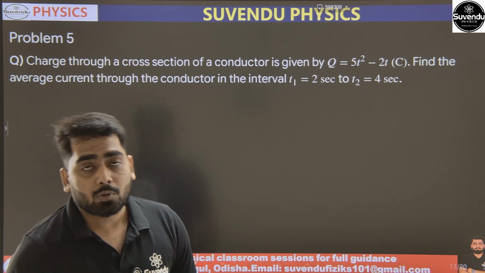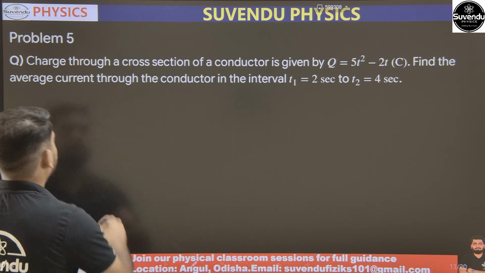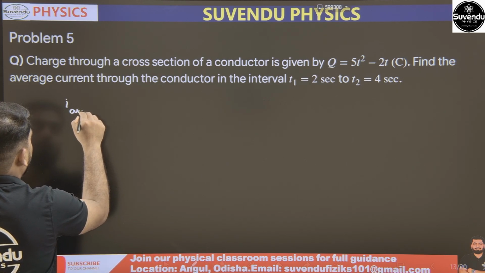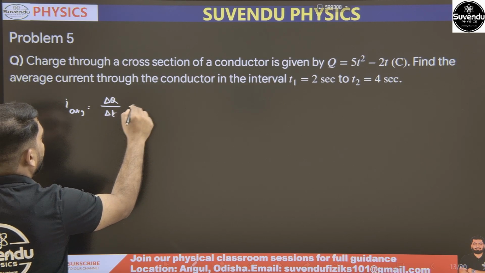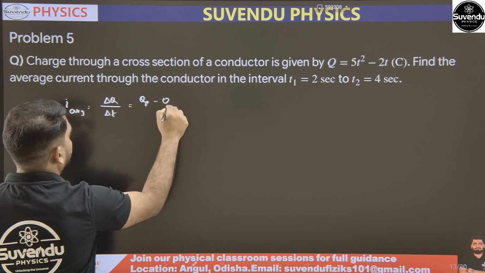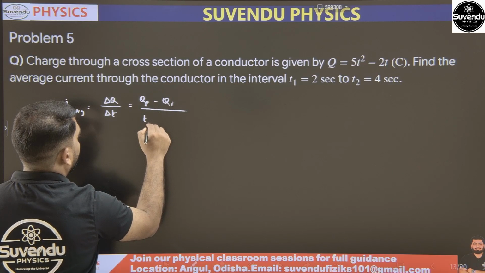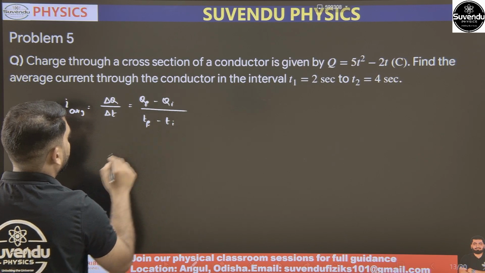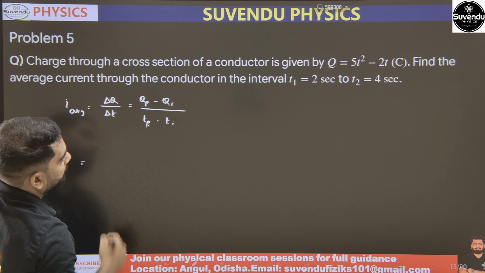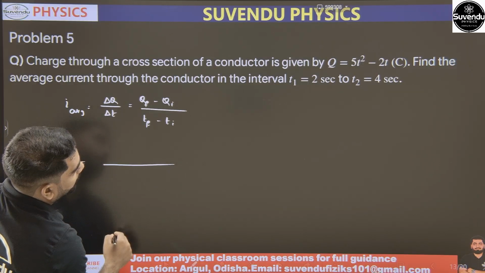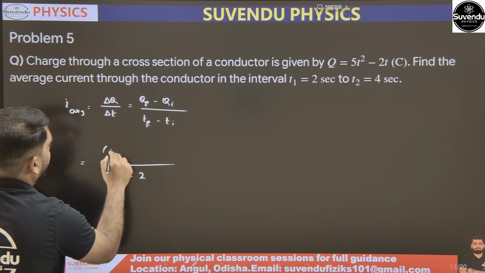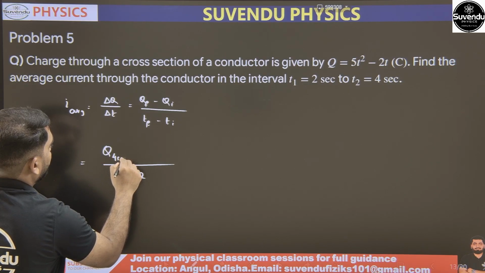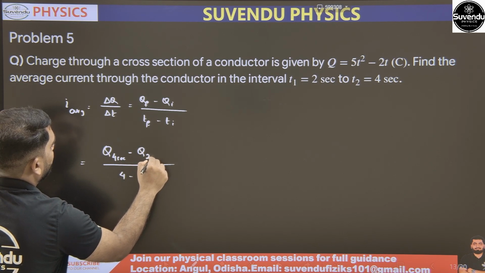So what is the average current formula? We know I average is equal to del Q by del t, that is Q final minus Q initial divided by t final minus t initial. So Q final is our Q at 4 seconds minus Q at 2 seconds.